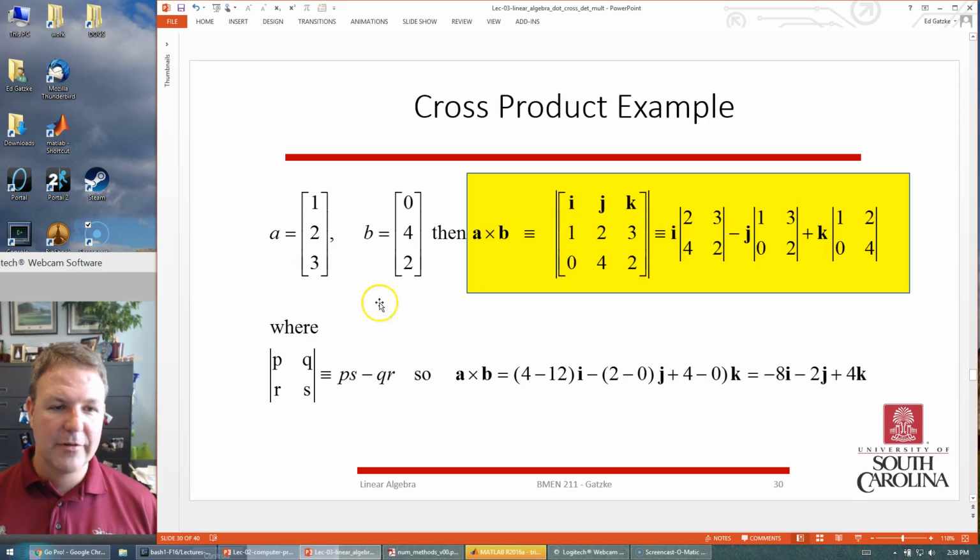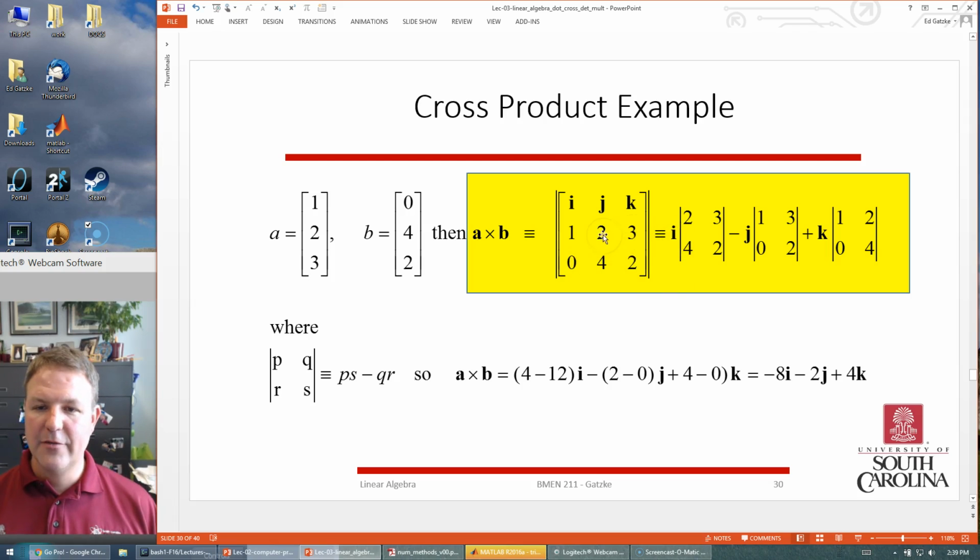Let's do a little example. So if we have 1, 2, 3 and 0, 4, 2, two vectors we want to do a cross product. When we do the cross product, we set it up as the determinant of a 3 by 3 matrix. We have i, j, and k, which are actually unit vectors, 1, 2, 3, which is vector A, and 0, 4, 2, which is vector B.